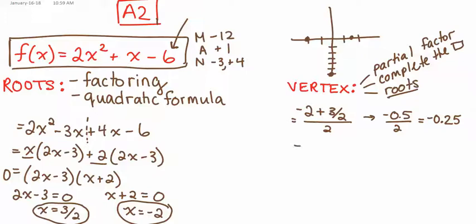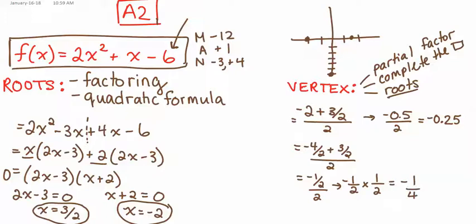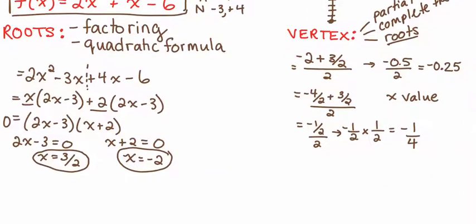Or if you're keeping them as fractions, then that would be negative 4 over 2 plus 3 over 2, all over 2, which would equal negative 1/2 divided by 2, which is the same thing as saying negative 1/2 times 1/2. Sorry, I forgot the negative, which is negative 1 over 4. Okay, so that just finds me the x value of my vertex. The x value is negative 1/4. So I still need to find the y value of my vertex.